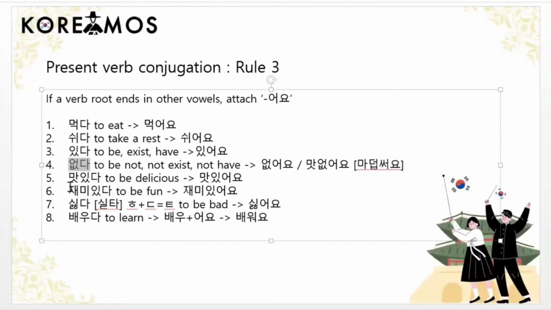For instance, here number 5, 맛있다. 맛있다 is a combination verb of 맛 plus 있다. 맛 means flavor or taste, and 있다 is this verb. So 맛있다 is to have flavor, so it's to be delicious. And the present verb is 맛있어요. When we combine the verb with the noun, we don't change the noun. Only the conjugation will apply to the verb part. So 맛있다, 맛있어요, which means it's delicious.